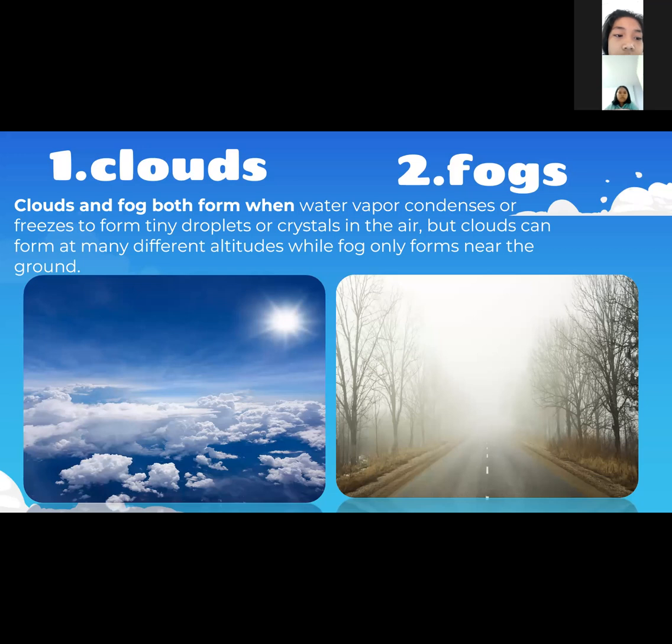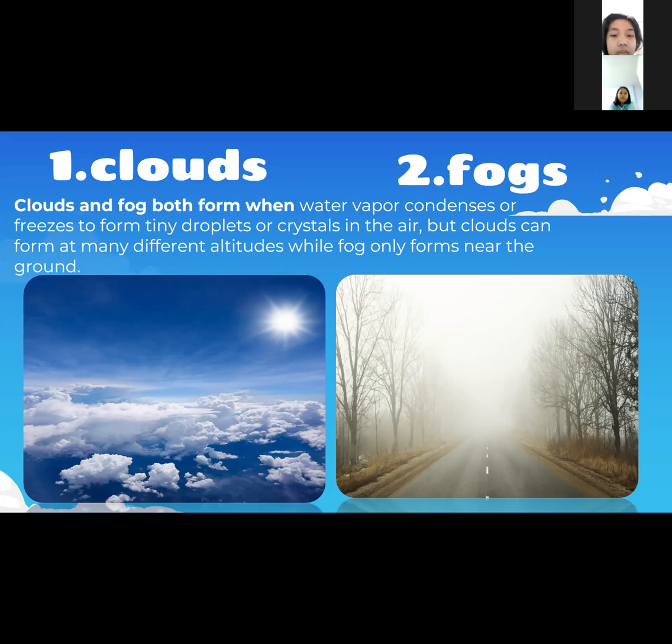I repeat, different altitude. What is altitude in Thai? What do you mean by altitude? Different height. How high? Okay, height or high. So clouds can be seen up high, and then fogs can be seen near the ground.